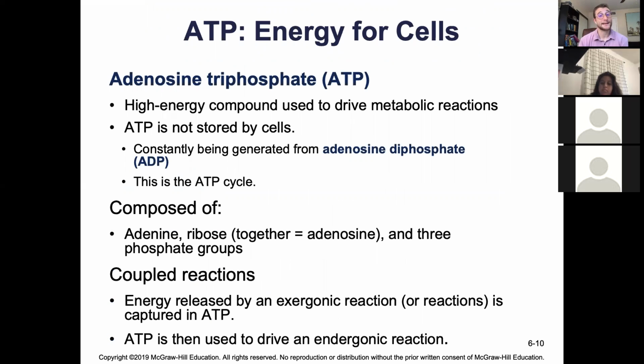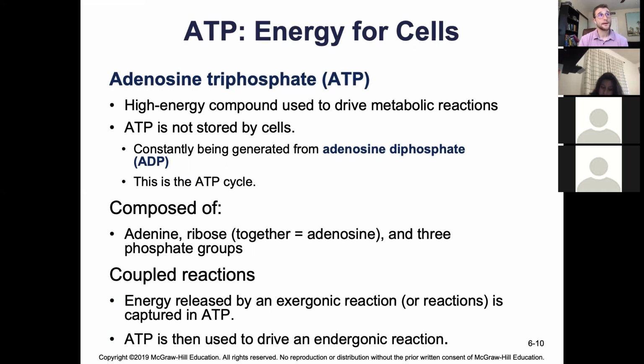It does not like to be ATP. When it's ATP, it wants to release energy really, really bad. We're going to see why. So it's a high energy compound. It's used to drive these metabolic reactions. It's not stored in cells. What is stored in cells is ADP.